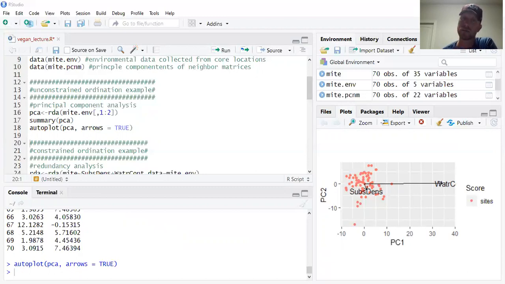And then our second axis that explains very little variation is a gradient in substrate density. So high densities are negative along PC2, and low densities are positive along PC2. The length of the vector gives you some indication of how important that environmental variable is. And so here what we have essentially done is collapsed these 2 environmental variables into this one axis, thus the term variable reduction.